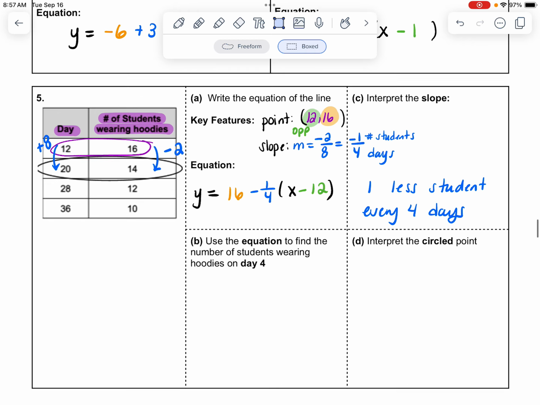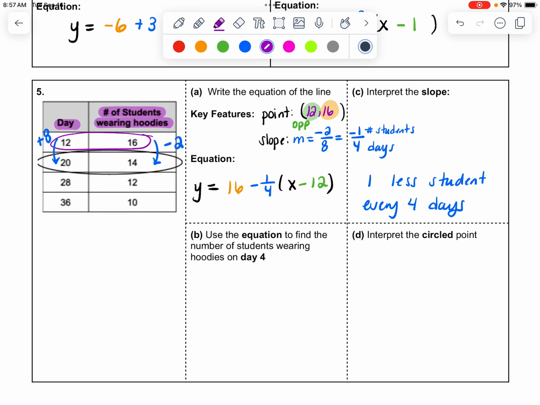Then it says use the equation, so I'm telling you to use the equation that you wrote to find the number of students on day 4. Now in this table, days are the X's. So all this is asking me to do is plug in the number 4 in my equation. I'm going to write down what I'm going to type into my calculator. Y equals 16 minus 1/4 parentheses 4 minus 12. When I do that, I get Y equals 18.